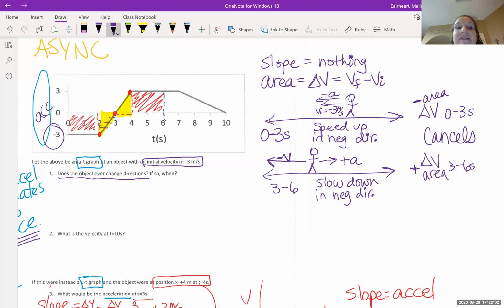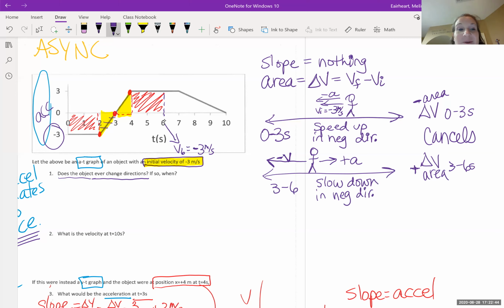And so now what happens at 6 seconds? Once you recognize the symmetry, what does that mean? Does that mean we come to a stop? No, not automatically. It means we sped up and then slowed down the same amount. We return to that initial velocity. And so at 6 seconds, we return to a -3 meters per second. Okay? If we had started at rest, then we would come to rest again, but we started with an initial velocity. And so we still haven't come to a stop.